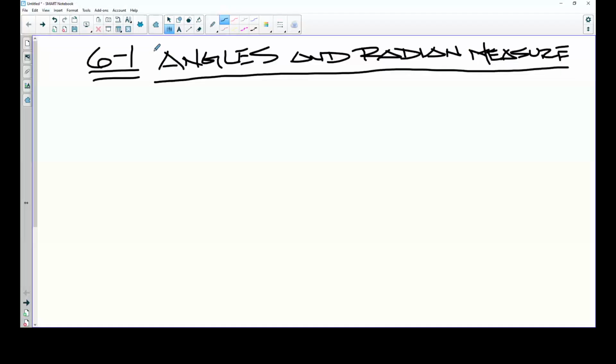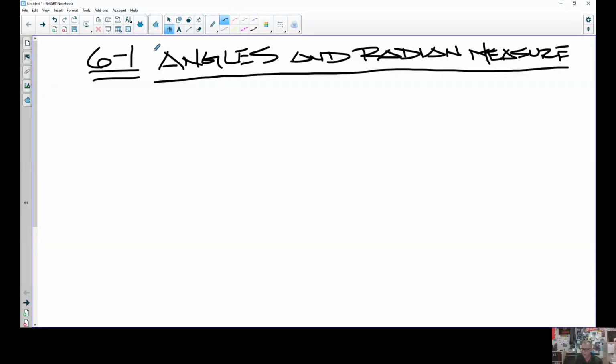All right, folks, we are going to be starting a new chapter. Chapter 6 continues our adventures in trig. So we are going to go on to 6.1, which is angles and radian measure. And I am going to waste no time getting over to our notebook.